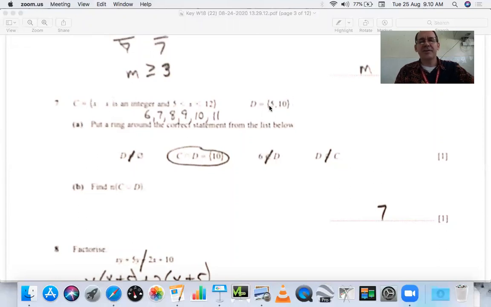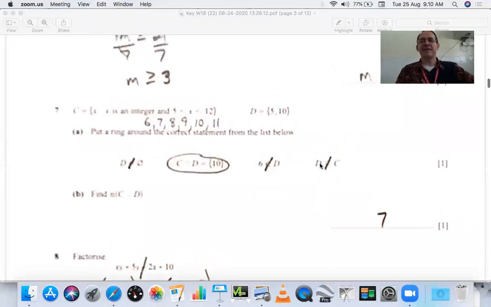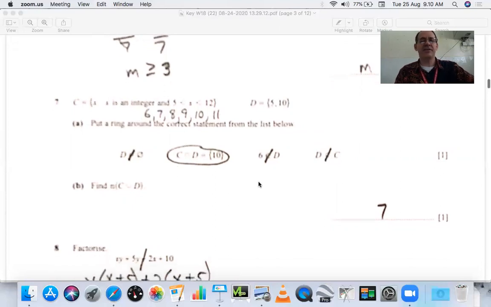Oh no, 6 is not an element of D. And this one over here says that D is a subset of C. And while the 10 is in C, the 5 is not. So D is not a subset of C.